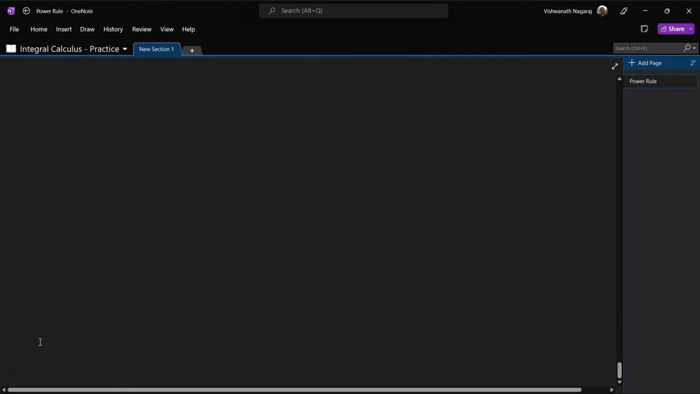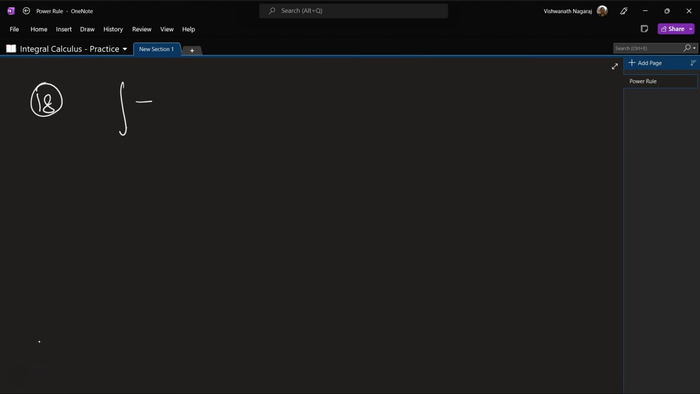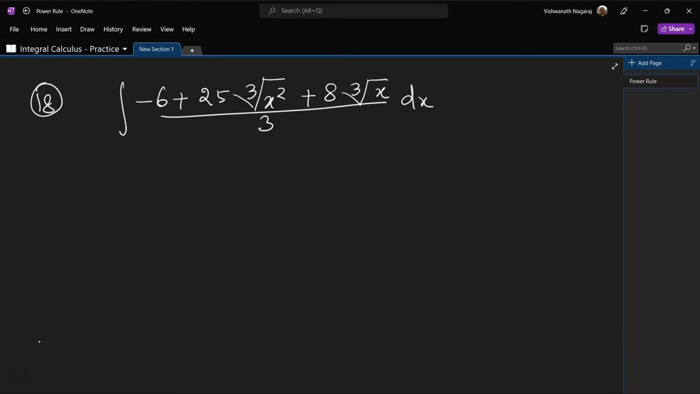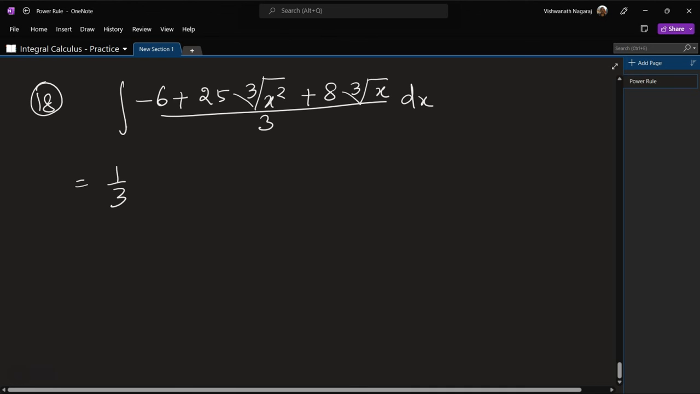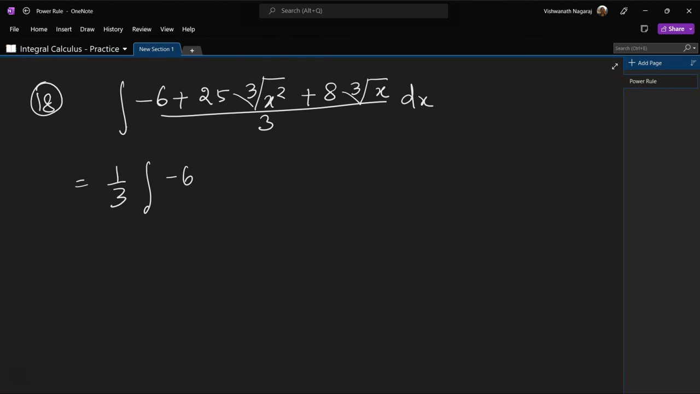Finally, 18th one. Integral of minus 6 plus 25 cube root of x square plus 8 cube root of x, divided by 3 dx. So let's do this. 1 by 3 we can take it out. And let's rewrite this. Plus 25 x to the power of 2 by 3 plus 8 times x to the power of 1 by 3 dx.